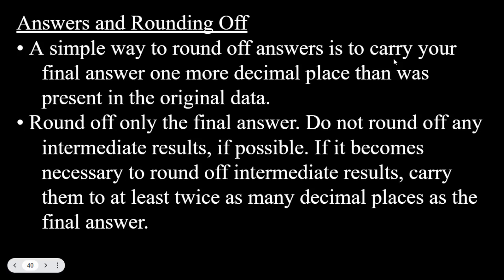more decimal place than was present in the original data. So if your original data had one decimal place in all of its information, then you're going to give your answer with two decimal places. And as much as possible, we want to round off only the final answer. Don't round any of the intermediate results.